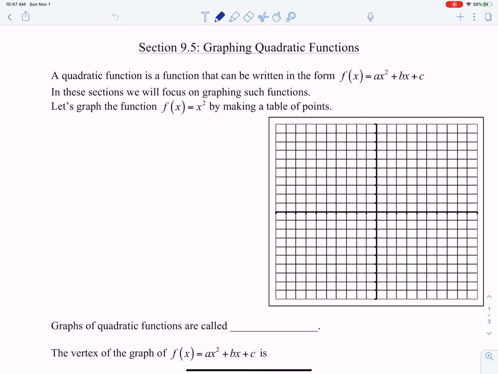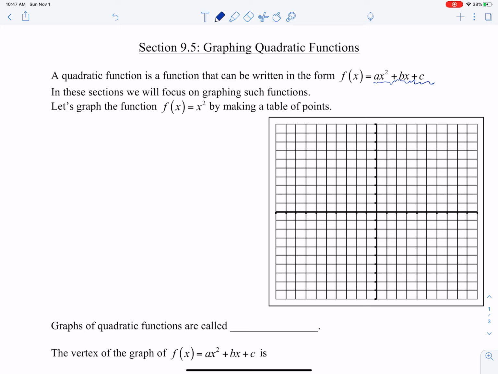In section 9.5, we're going to graph quadratic functions. Now, a quadratic function, as you may have remembered from studying the quadratic formula, is something that can be written in this form, where there's a number times x squared plus another number times x plus another number. The key is that the highest exponent is 2. The highest power of your variable x is 2.